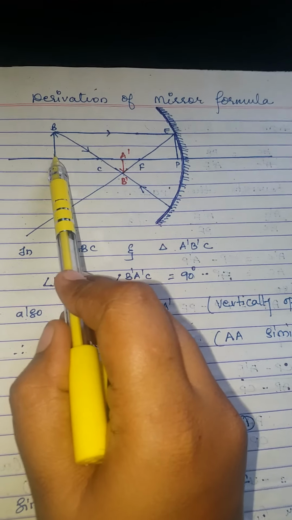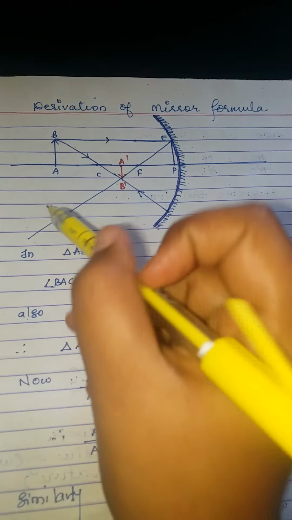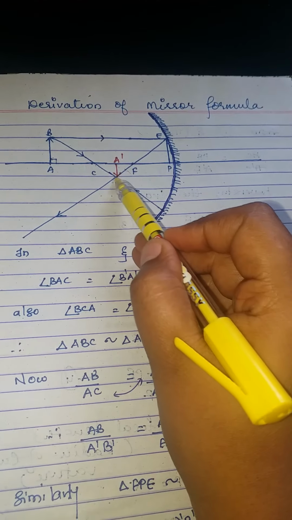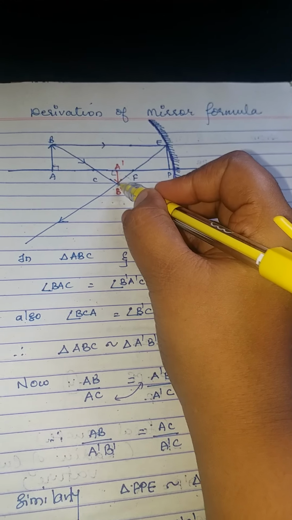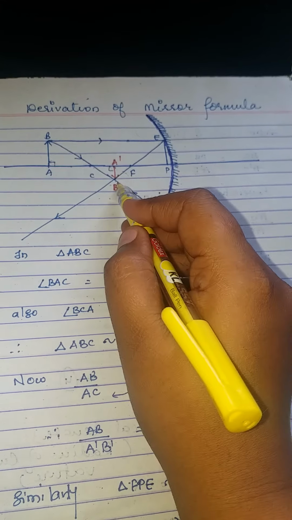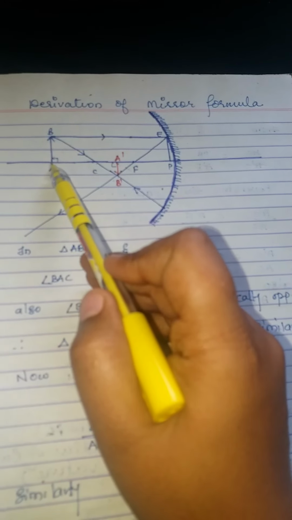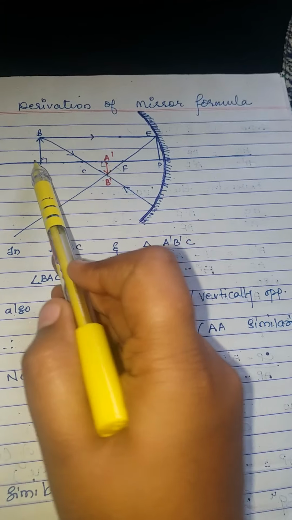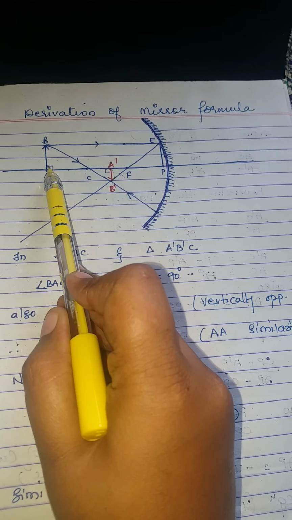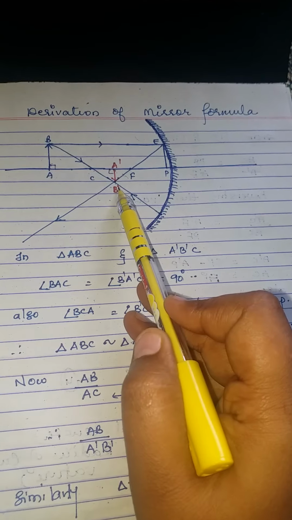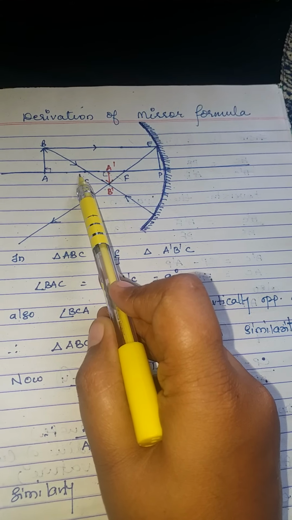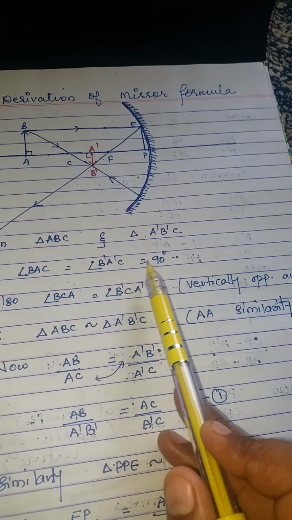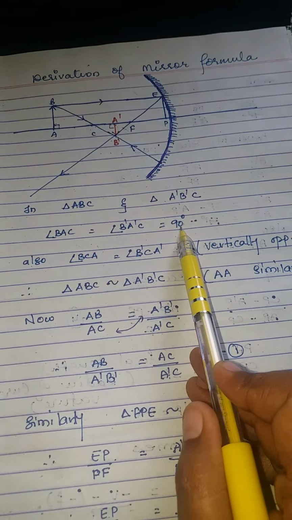Now you can see this triangle. This is a right angle triangle, right? This is also a right angle triangle because object and image both are perpendicular. So in triangle ABC and in triangle A dash B dash C, we can see that angle BAC and angle B dash A dash C both are 90 degrees. So I can write down angle BAC is equal to angle B dash A dash C is equal to 90 degrees.